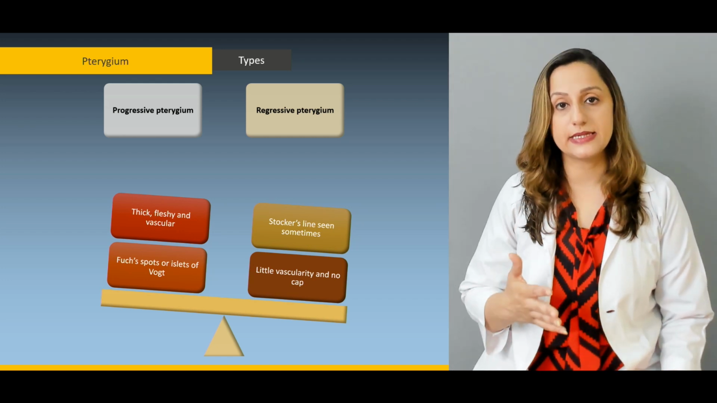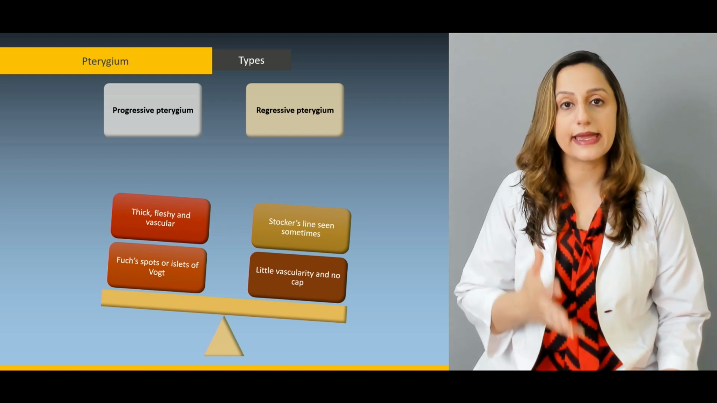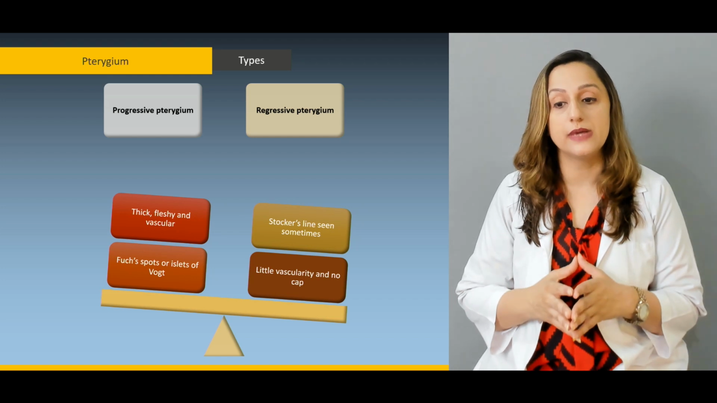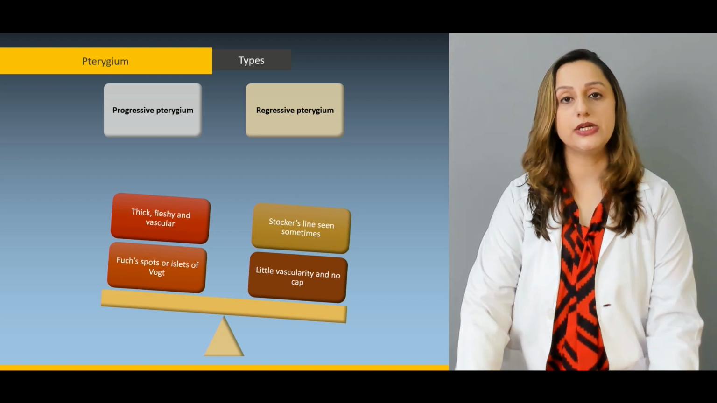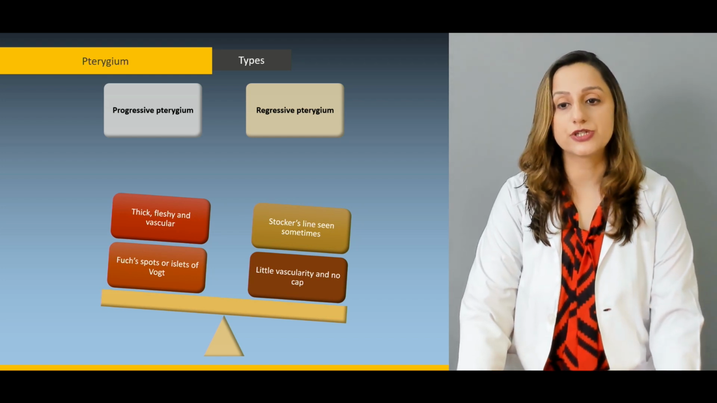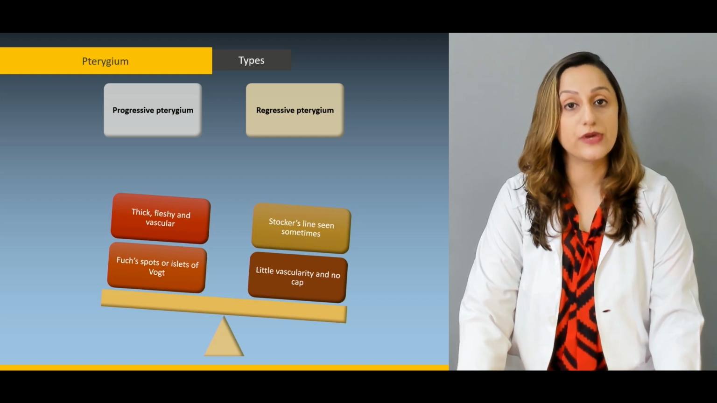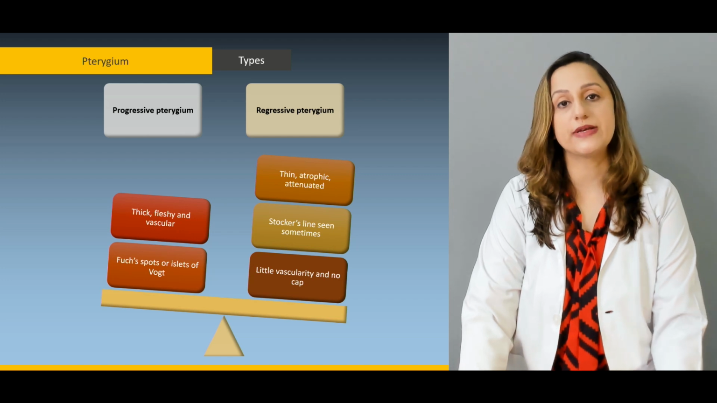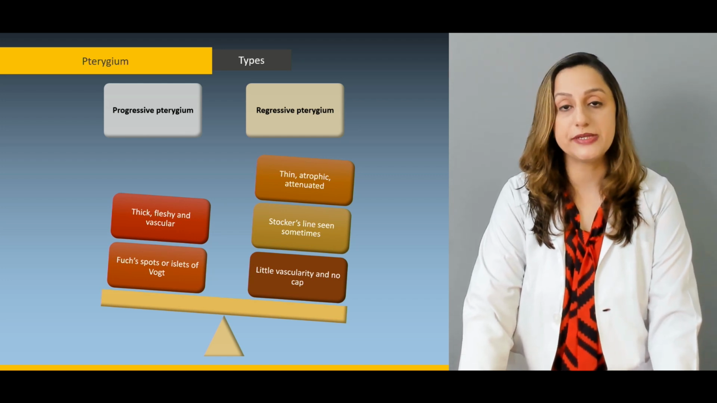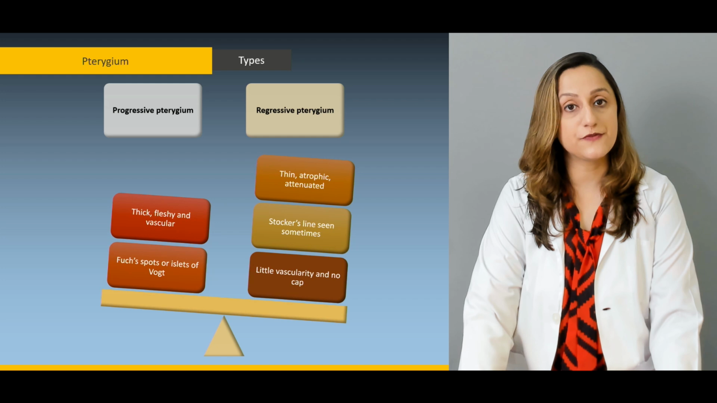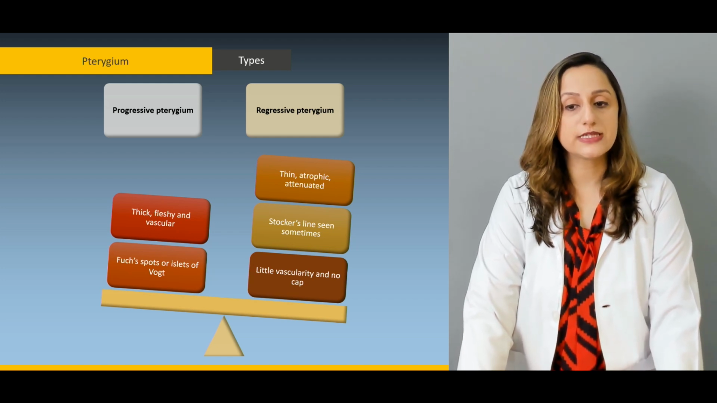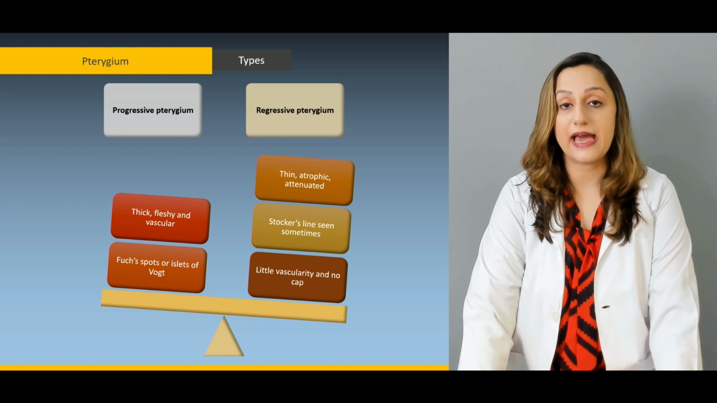Anterior to the head, there is usually a Stocker's line or a cemented line that is observed on the head of the pterygium, and that is basically the final outcome in cases of the regressive pterygium. It's very particular to the regressive kinds of pterygium. It's not usually present in the progressive pterygiums. On an overall appearance, the regressive pterygium is thin, atrophic, and attenuated in its nature.